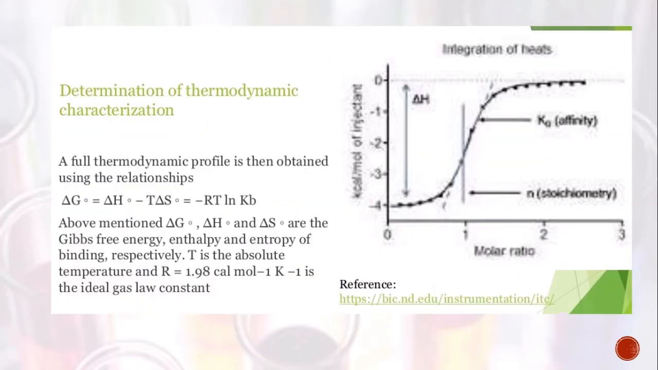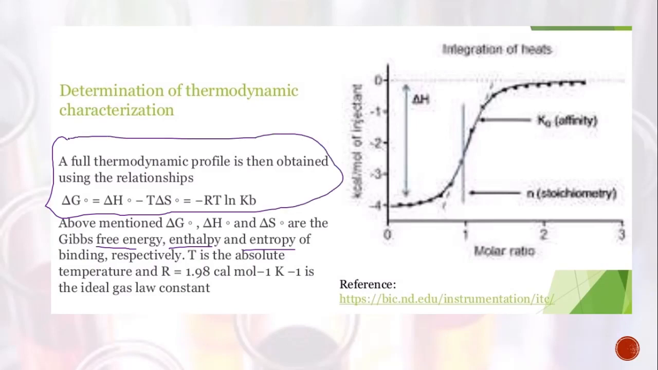So essentially, there are a lot of calculations that will occur to determine the thermodynamics, which will include measuring the Gibbs free energy, enthalpy, entropy of binding, etc. So using these relationships, we can obtain the full thermodynamic profile of the binding events between our macromolecule and the ligand of interest. So that is how isothermal titration calorimetry works.